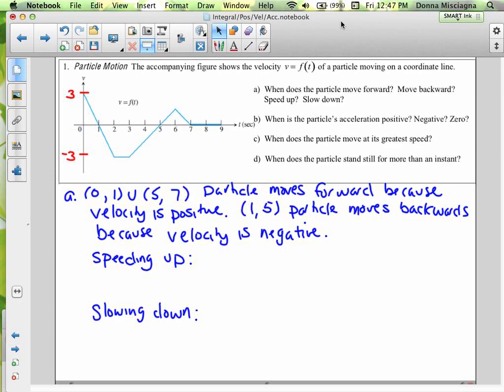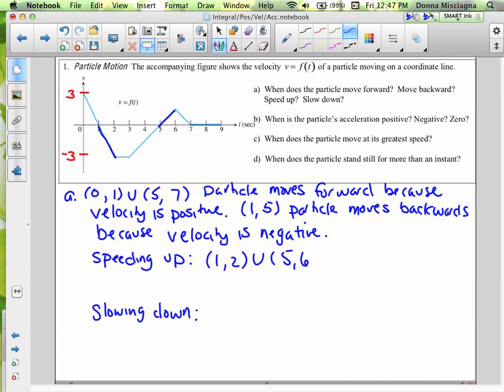All right, so the times given on the podcast were correct, but I want to make the reason a little clearer for you, with a clear explanation. So it is speeding up from 1 to 2, and it's also speeding up from 5 to 6. Let's talk about why it's speeding up at those times.